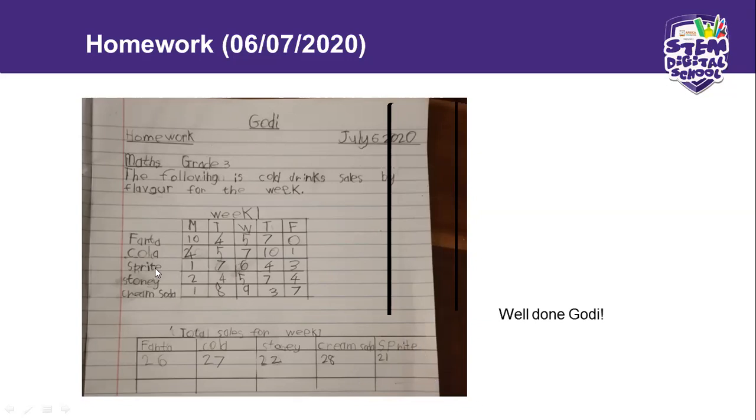We go back to our table, Sprite. Let's see, Sprite. It's 1 plus 7 plus 6 plus 4 plus 3. I got my answer. Let's see who got the answer for Sprite.